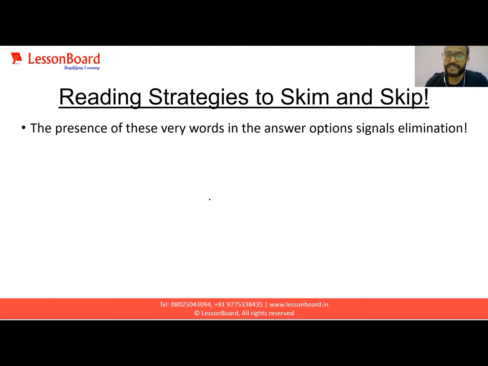The presence of these very words in the answer options signals elimination. Now, when I'm talking about these extreme words like never, always, best, impossible, only, when they come in the options, they signal elimination, because an answer option is usually not extreme. Remember that. An answer option is usually not extreme. Any answer option having any extreme word in it, you can simply eliminate, based on that extreme word which is there.